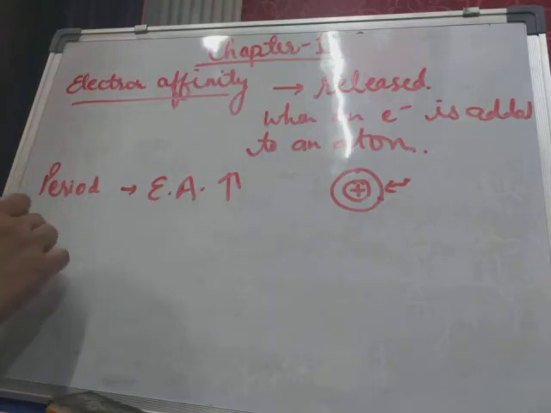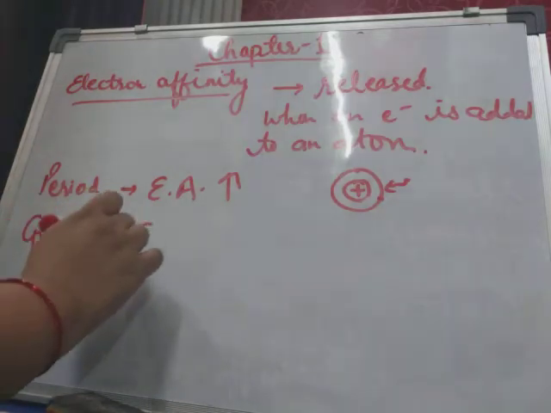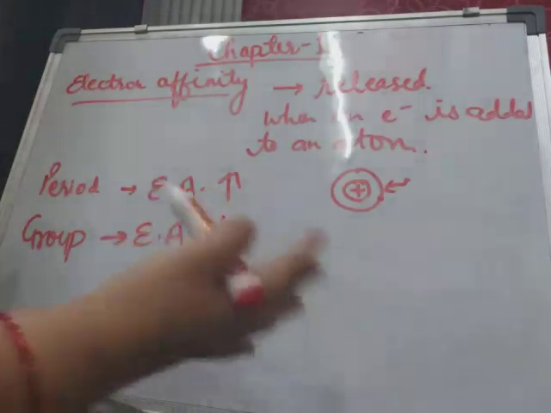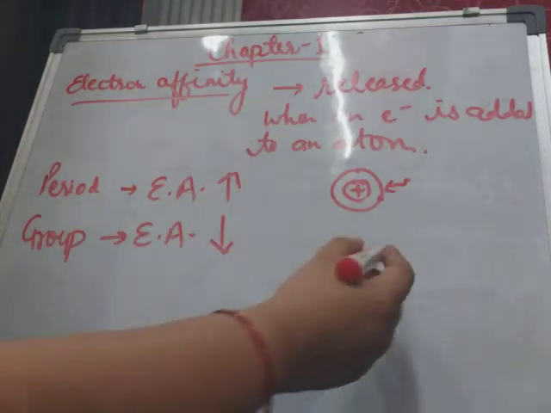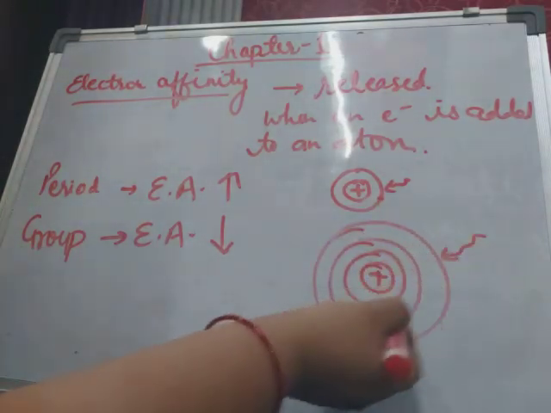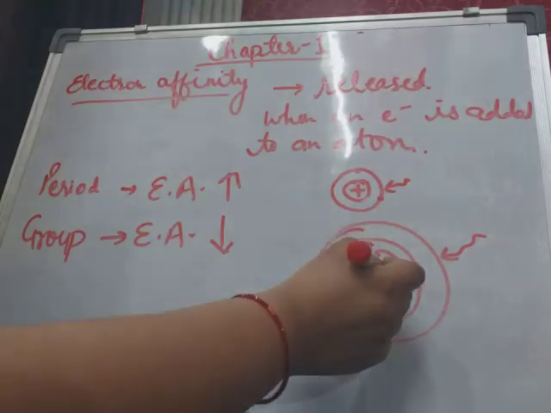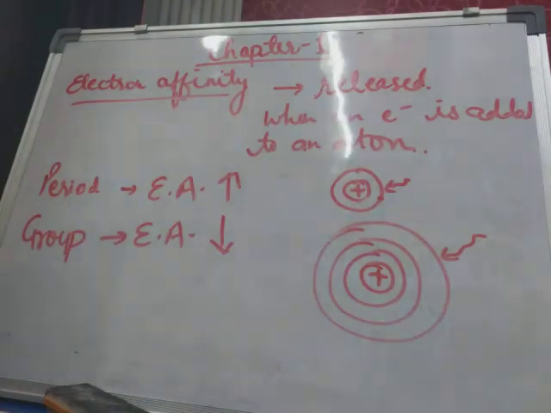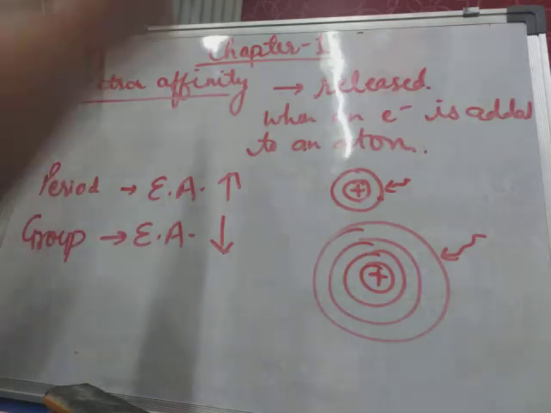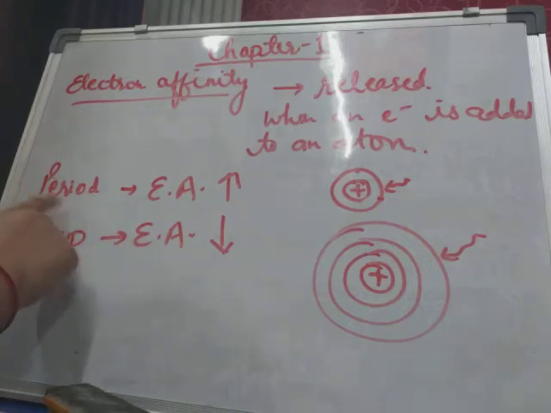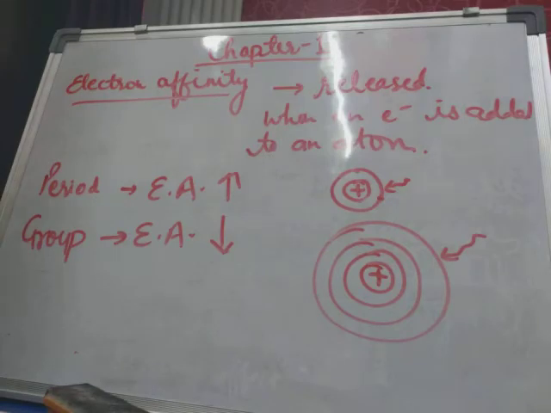In a group, electron affinity decreases because atomic size keeps on increasing. When we are moving in a group, atomic size keeps on increasing, and if atomic size is increasing, the incoming electron will not experience that much force from the nucleus as in a smaller atom. So here the amount of energy released will be very less. It means when we are moving from top to bottom in a group, electron affinity decreases, and when we are moving in a period, electron affinity increases.